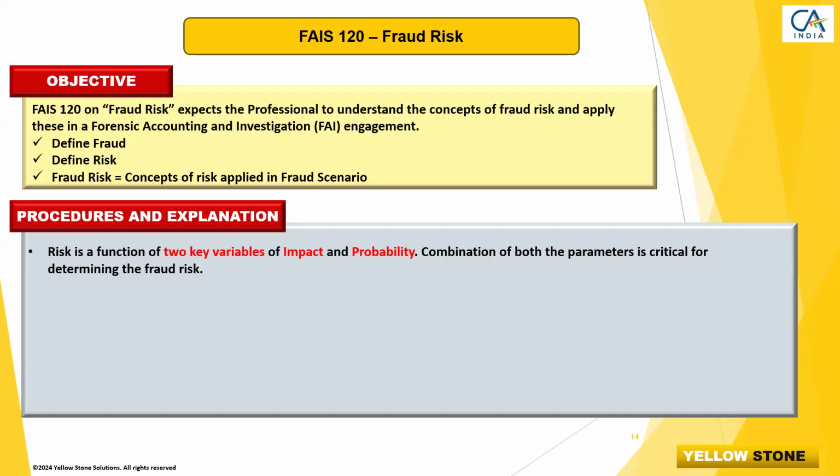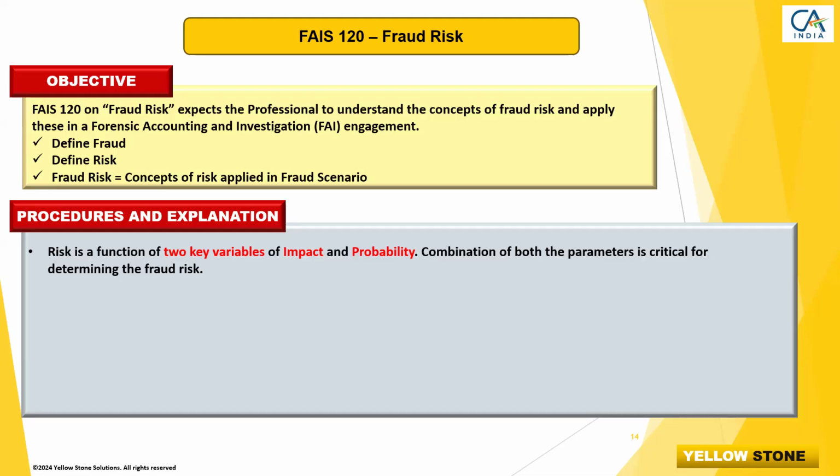Risk, what they have done is put it into two variables, impact and probability. To determine whether it is high, medium or low fraud risk, they have tried to quantify it into impact and probability. So impact is, let's say, I have got some issues in sales amounting to 100 rupees, and the probability of this being a suspicious or fraudulent transaction is, let's say, 15%.